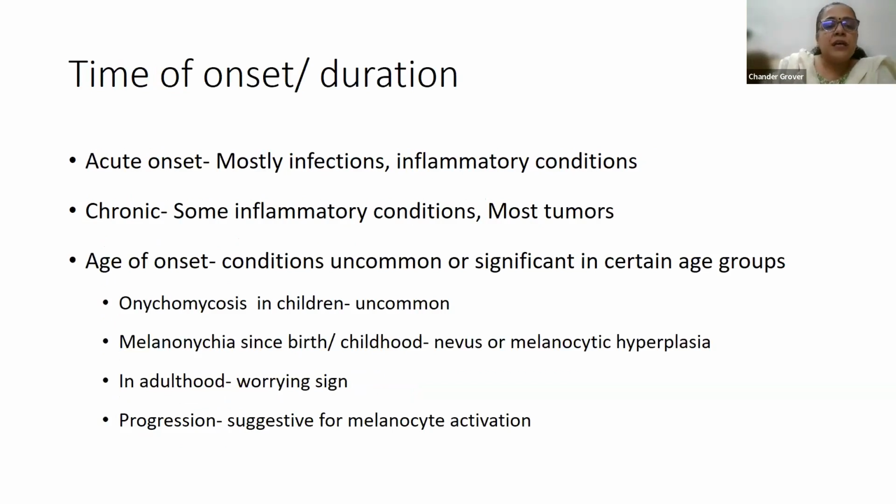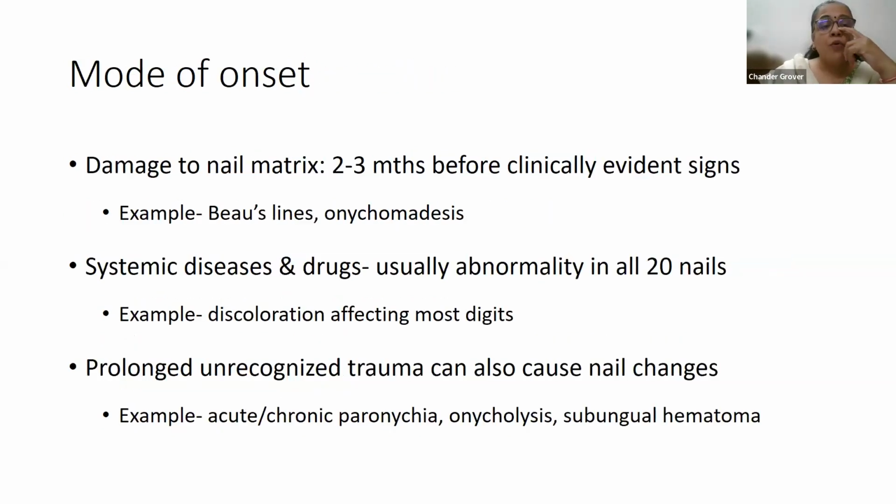Time of onset and duration. Acute onset, mostly you will consider infections, but chronic onset, you have to think of something which is slow growing. It could be a tumor, it could be some inflammatory disorders as well. The age of onset is important. For example, it's not easy to diagnose onychomycosis in a child. It's distinctly uncommon. Whereas if you see that same longitudinal band of pigmentation in a child versus an adult, your interpretation, your final diagnosis and thought process is going to be entirely different. Whether you're going to be complacent about it will depend on the age of onset, the mode of onset.